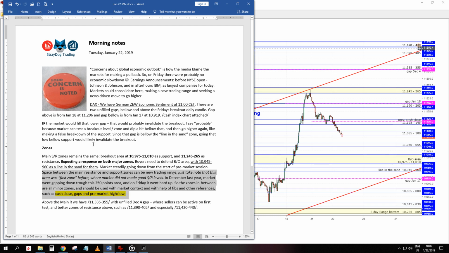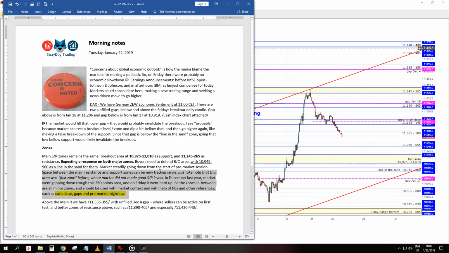So in my morning notes, besides this first part, getting to know what is happening and what news we had, I said something about invalidation of the breakout: that the market going below this breakout area, below the line in the sand, to fill this gap from January the 17th will probably invalidate this breakout.